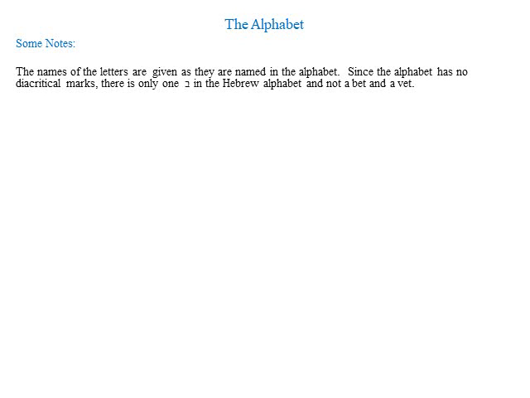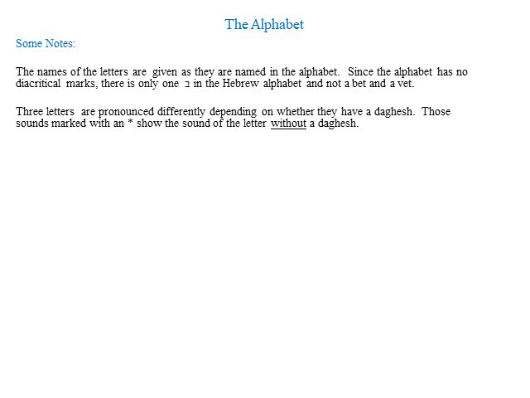Some issues about the alphabet. The names of the letters are given as they are named in the alphabet. And since the alphabet has no diacritical marks around them and it's just straight letters, there is only one bet in the Hebrew alphabet and not, as you may have learned, two letters, bet and vet. Three letters are pronounced differently depending on whether or not they have a dagesh or dot in them. Those letters, marked with an asterisk, show the sound of the letter without a dagesh.